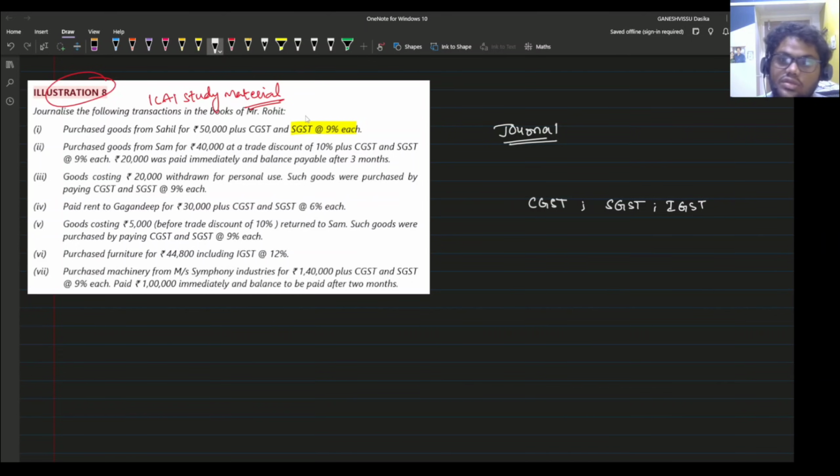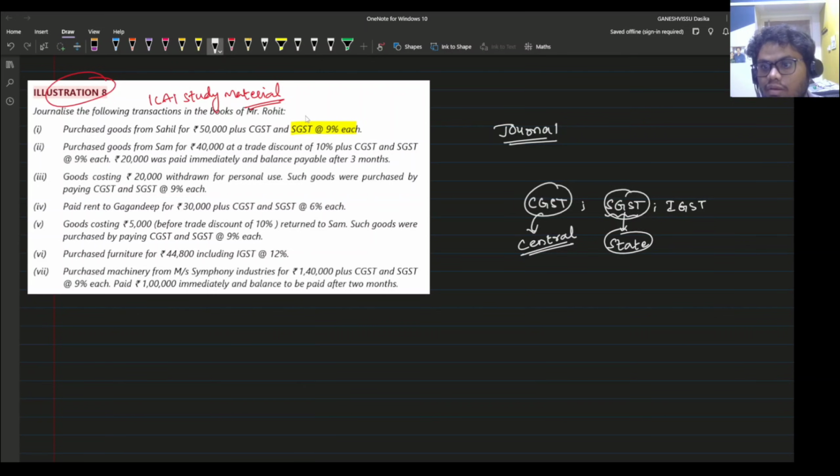And of course, there is one more, integrated GST. This is related to state. This is related to central. Central means the whole government will come under it, the whole of India will come under this GST. SGST is related to states like Telangana, Maharashtra, Andhra Pradesh, Arunachal Pradesh, etc. IGST is Integrated Goods and Services Tax, not intra. Integrated Goods and Services Tax.